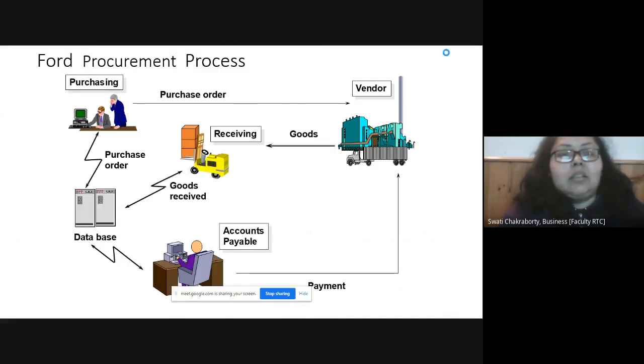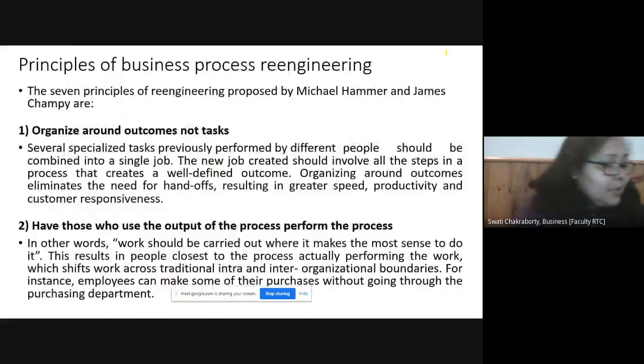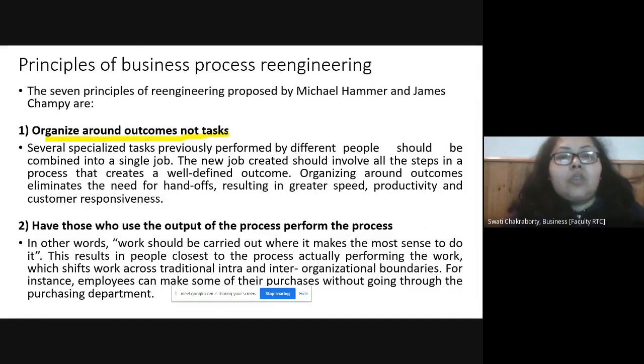Same thing. Okay. Now, principles of business process reengineering. First, there are 7 different principles. First is to organize around outcomes, not tasks. So what happens? The job that should be created should involve all the steps in a process that would result in a well-defined outcome.